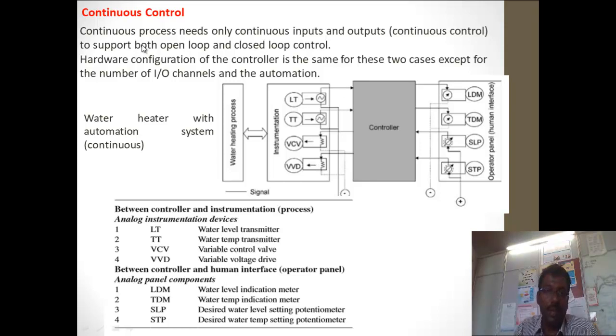Okay, the control process needs only continuous inputs and outputs to support both open loop and closed loop control. So here you do not have any relays to switch the systems on or off. We are proposing a continuous controller to monitor and control the process.